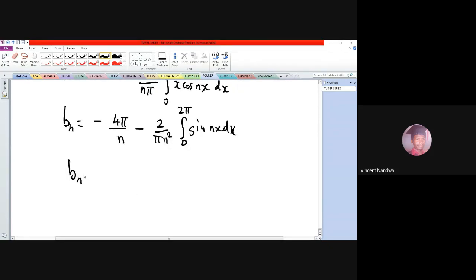So bn reduces to minus 4 pi over n, because the integral of this part here goes to 0, since we'll have cosine of nx over n from 0 to 2 pi. So when you put 2 pi, cosine of 360 and multiples of 360 will give you 1. So 1 minus 1 is 0. So 0 times this one gives you 0. So this is the value for bn.